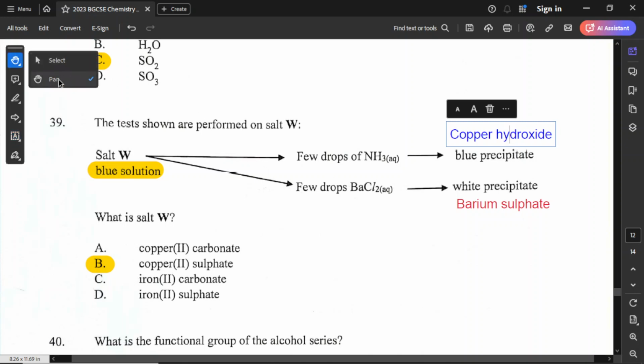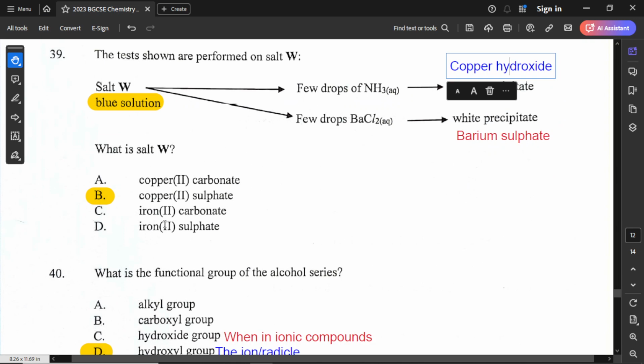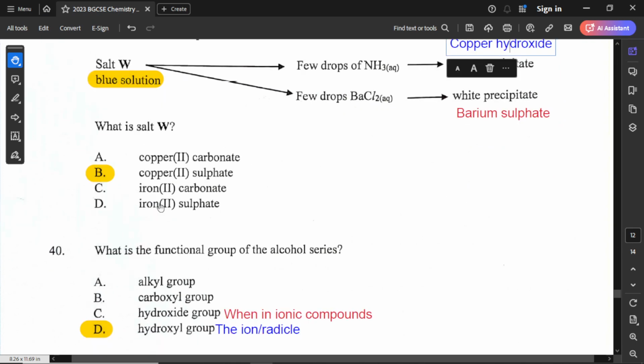All right, and now for the next part, if we have this blue solution and we add a few drops of barium chloride, what we get here is a white precipitate. A white precipitate, that is definitely barium sulfate. And so, of course, without any doubt, we definitely know that this is copper 2 sulfate. And copper 2 sulfate, it is a blue solution. So without even looking at the reactions, we know that this is definitely copper 2 sulfate. All right, it is a blue solution.